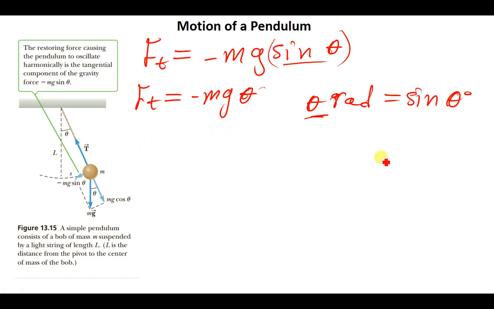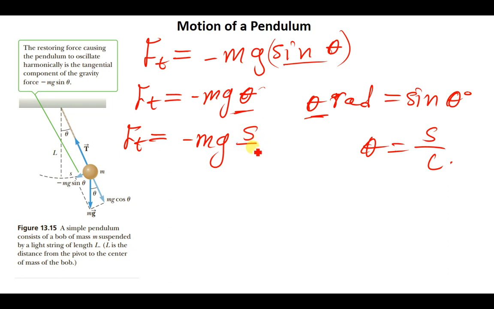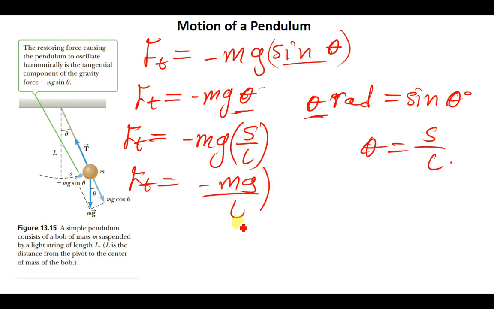So remember what we said. We said theta can also be written as S over L. So where there's theta, we can put S over L. So we're going to have negative mg S over L. And then this can be written as negative mg over L times S. So these are some of the formulas that you need to take into consideration. You need to know them by heart.